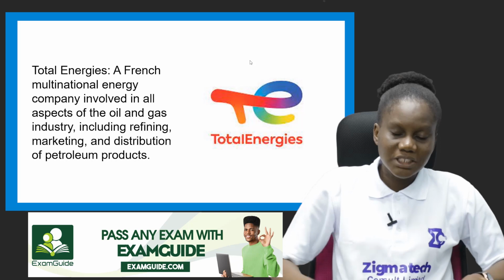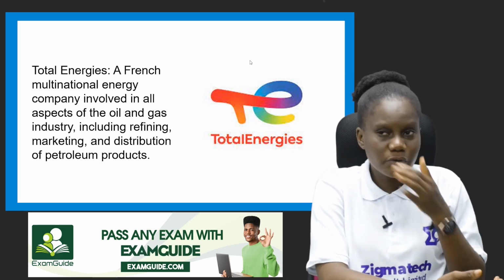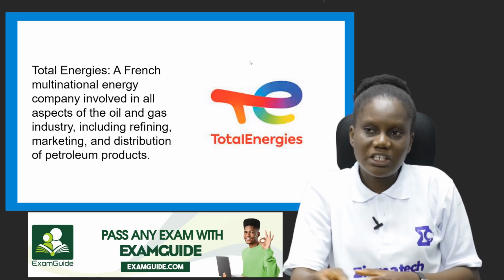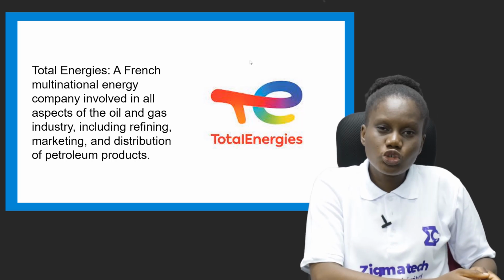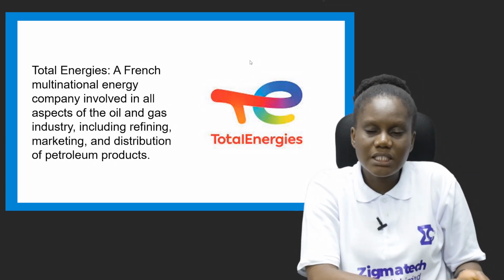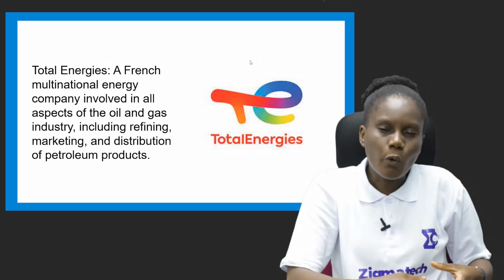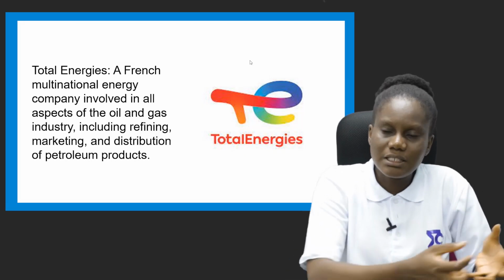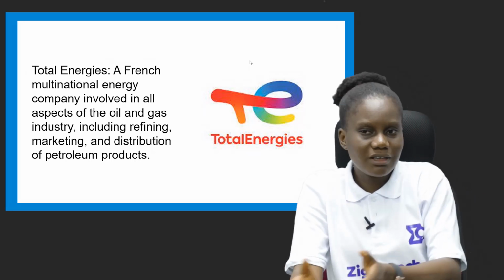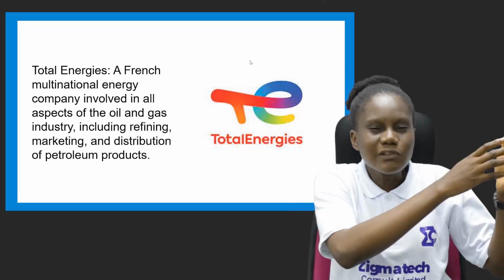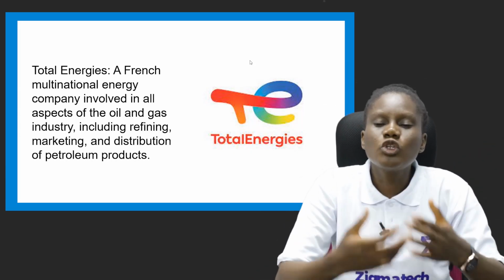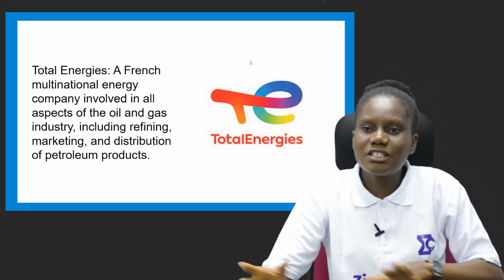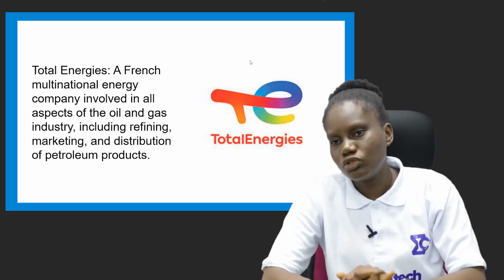So they are involved from drilling. If you've seen the previous class when we talked about the formation, exploration and extraction, we talked about how you first get a geological survey. That means you survey the place to know where you can actually get the oil from, and then down to the exploration, that is you drill it out, get it, and transport it to the refinery, where it is refined. So Total Energies is a company that is involved in all the stages of the oil and gas industry, including refining, marketing, and distribution of petroleum products.